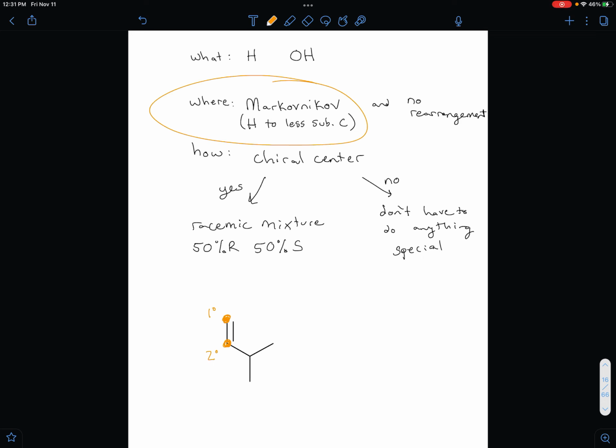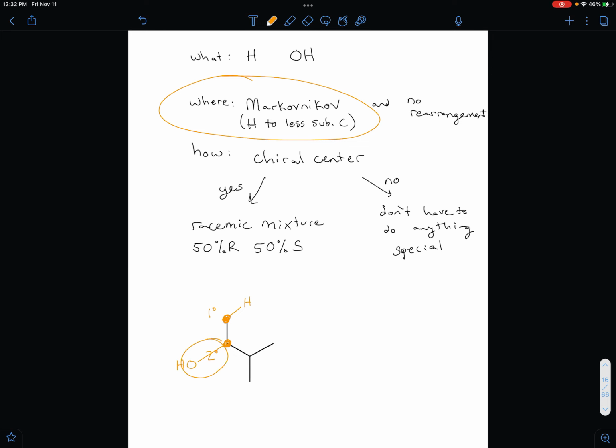And because this is Markovnikov addition, the hydrogen will go to the less substituted carbon. So the hydrogen will go to the carbon on top in this case, and you'll use the pi electrons to stick that hydrogen there, so you won't still have that pi bond. And then, because there's no rearrangement, the OH will add to this other position, this secondary position.